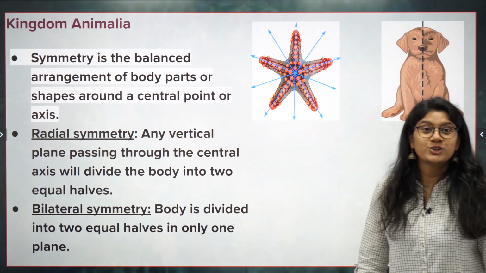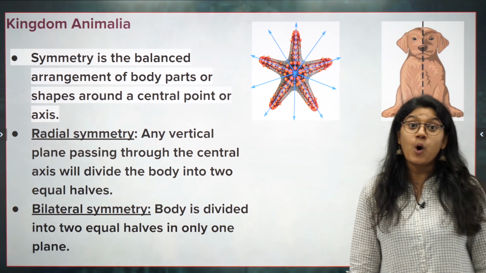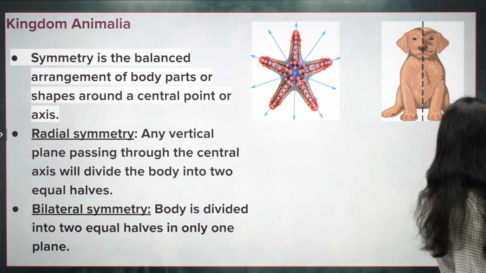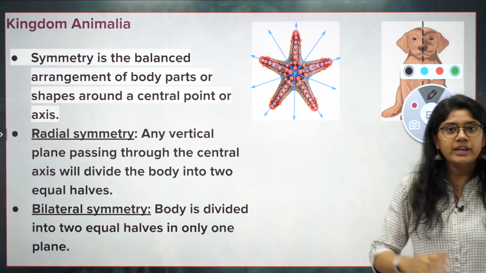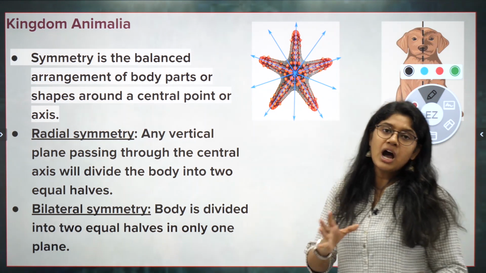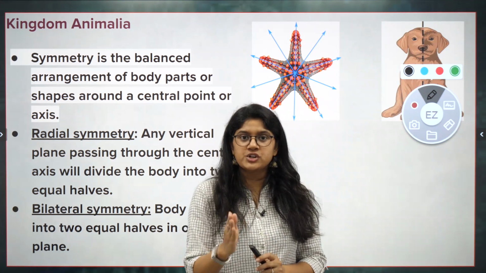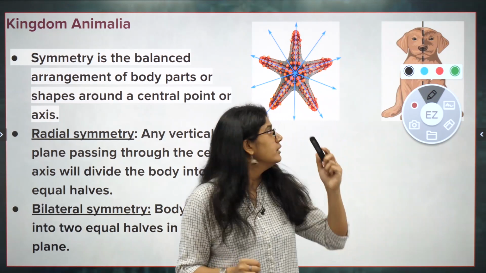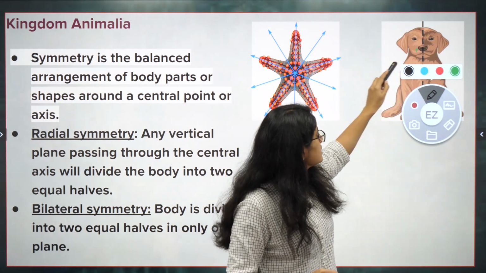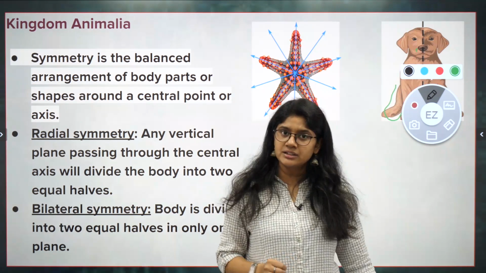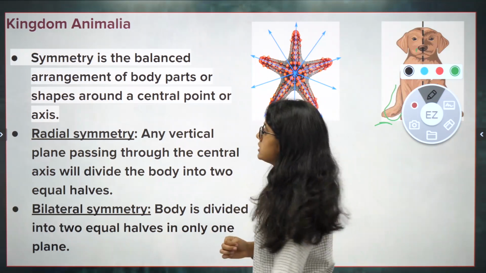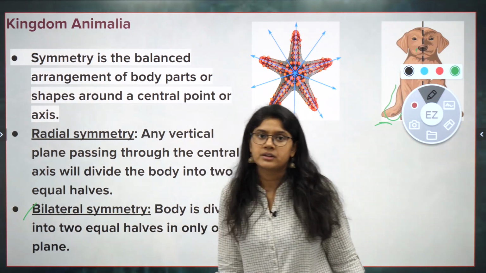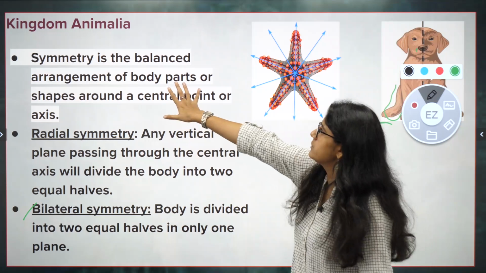Moving on to the interesting thing, the body symmetry. Now, if I ask you, if I cut this particular picture of a dog into two halves, each of the halves will have equal features. One eye, one ear, the same nose size, two legs, etc. Right? This type of symmetry is called what? Bilateral symmetry.